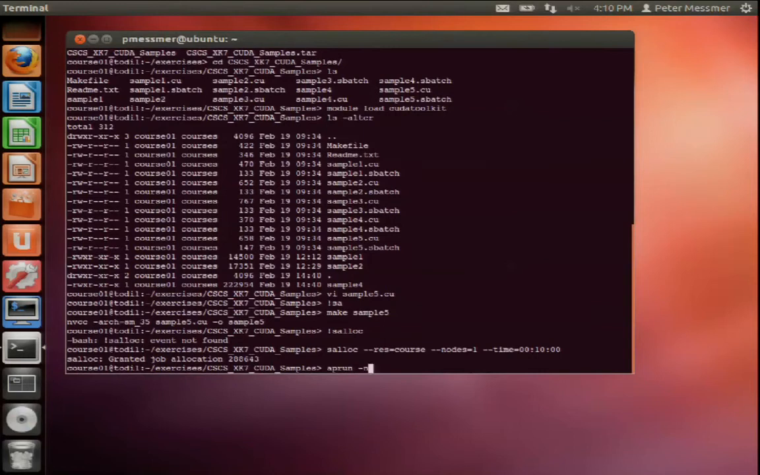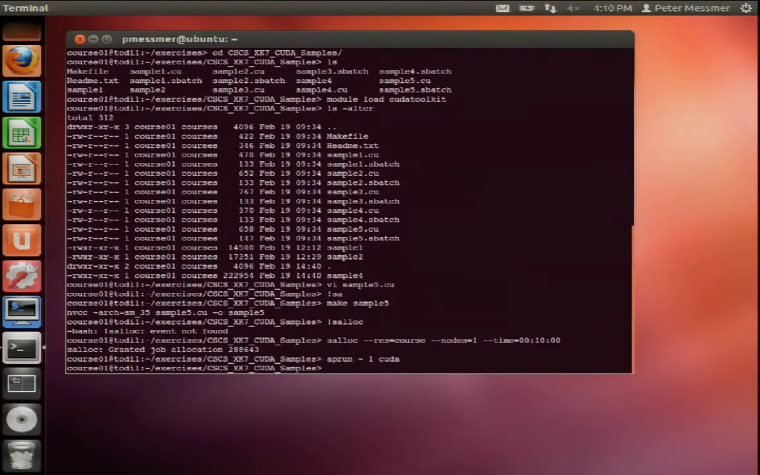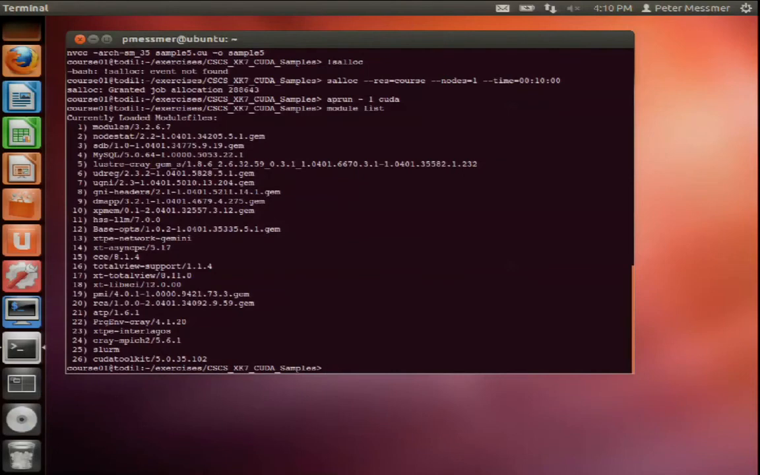So it's app run minus n1. Let me make sure that I have the CUDA toolkit module loaded. So it's my app run minus n1 and CUDA MemCheck sample5.